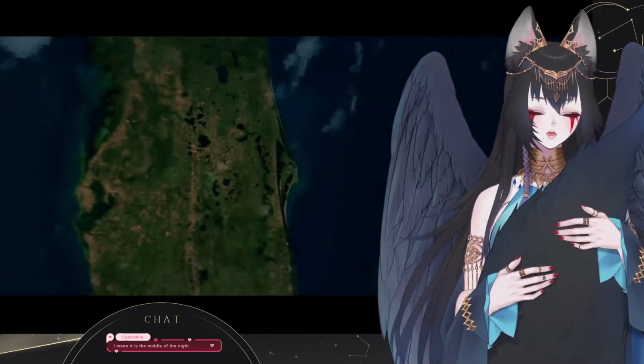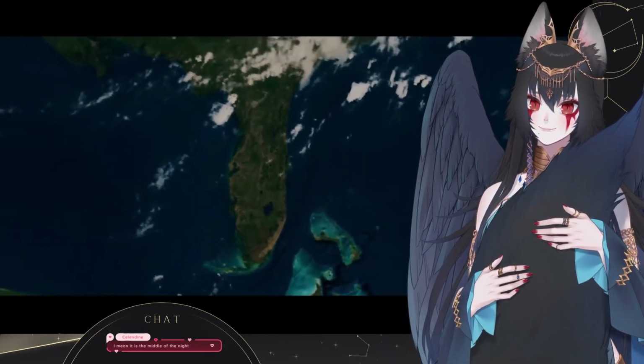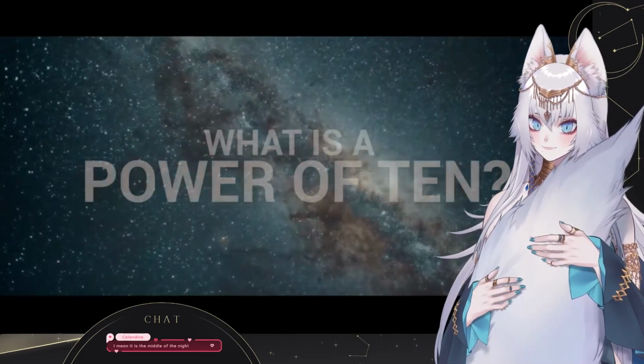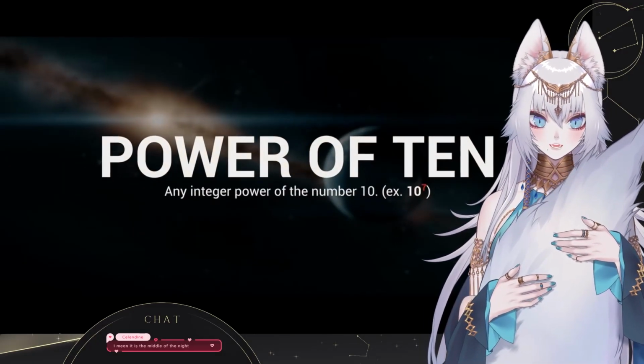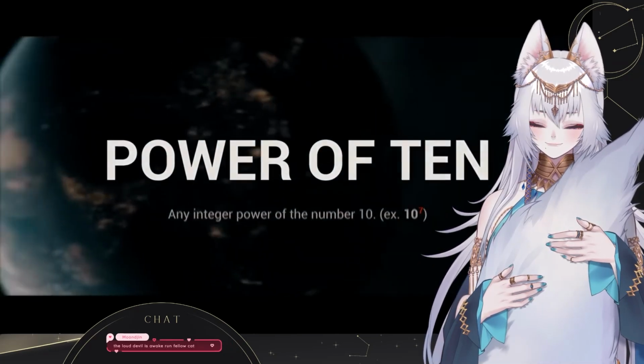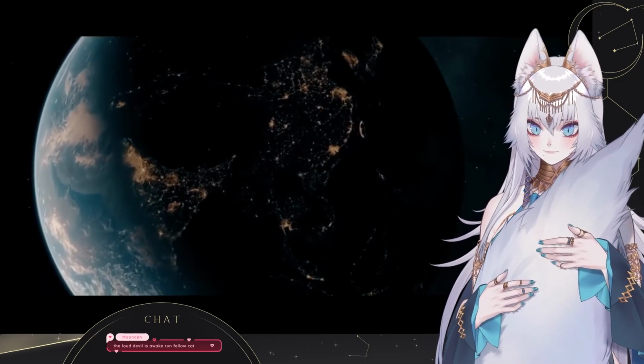Powers of 10 are pretty cool. They're actually pretty powerful if you know what I'm saying. But what is a power of 10? In math, a power of 10 is any integer power of the number 10. Basically 10 multiplied by itself a certain number of times.